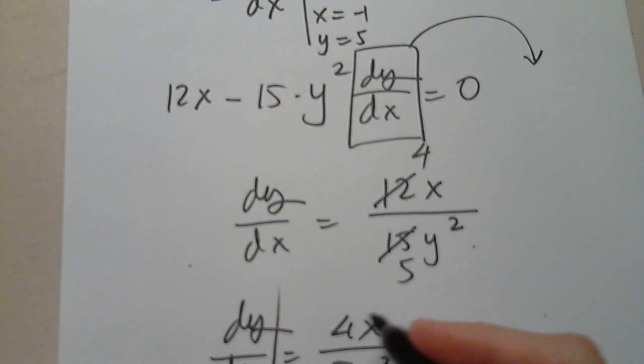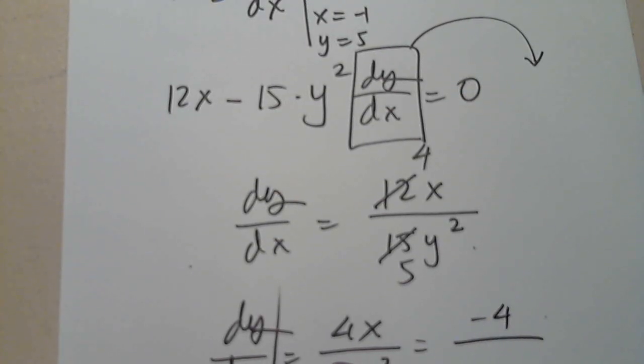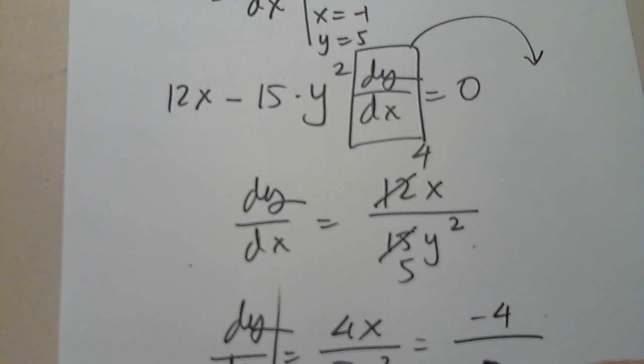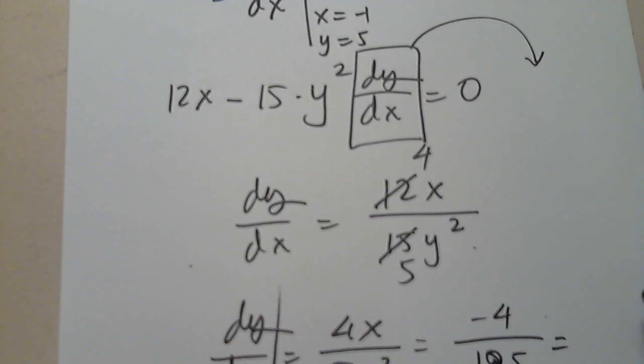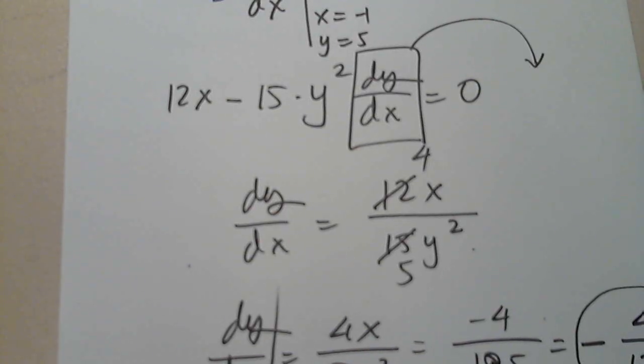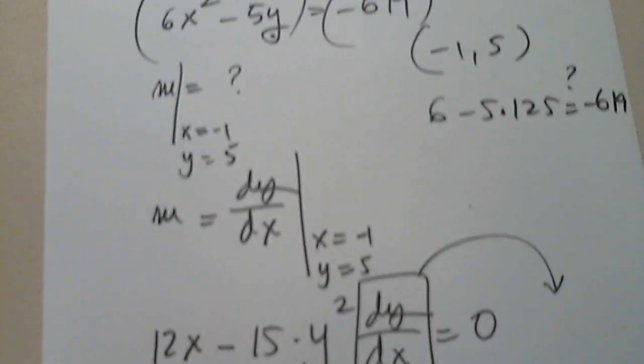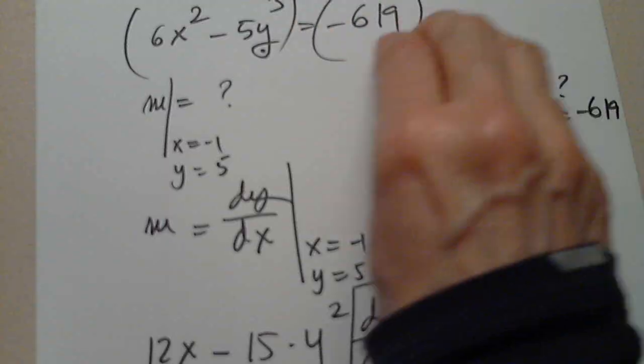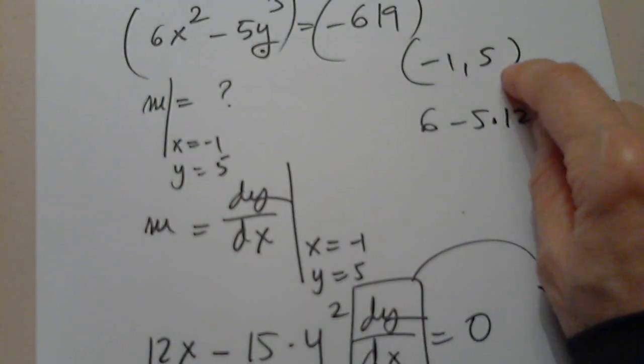So now when I plug it in, I get -4 at the top, and 5 squared is 25 times 5. This is 125. So the answer will be -4 over 125. And this is not the equation, of course. This is just the slope of the tangent line to the graph of this equation at this point.